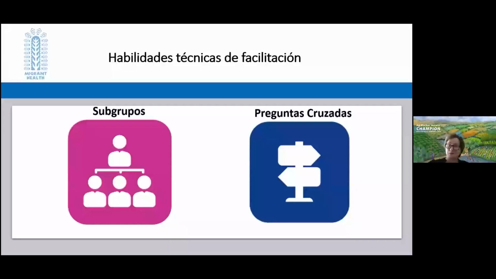The technical facilitation skills that we're going to work on right now are, one is subgroups, and I blew up the image so that you can identify or correlate the image to the technique. So if we think subgroups, what are we thinking about? Okay, I have a group of 20 people. Right now, for example, I think there's 50 of us here on this webinar.